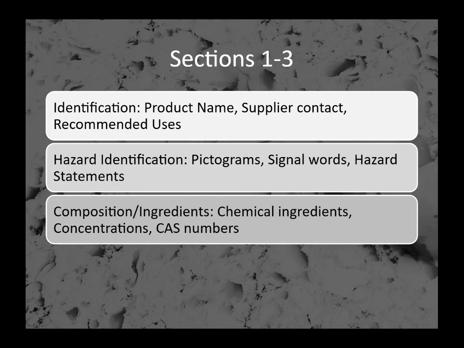Section 3. Composition Information on Ingredients. This section discloses the chemical ingredients and their concentrations in the mixture. It identifies substances by name, chemical abstract service number, and exact concentration or concentration ranges. This information is vital for understanding the source of the hazards and for occupational health monitoring.